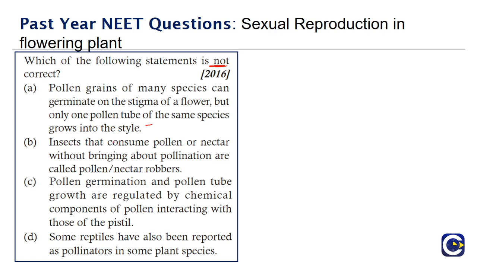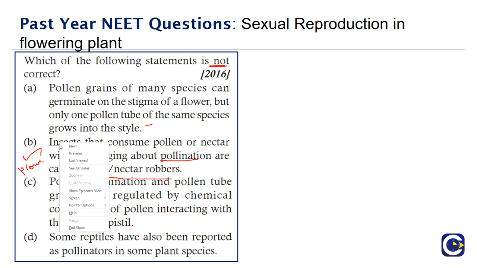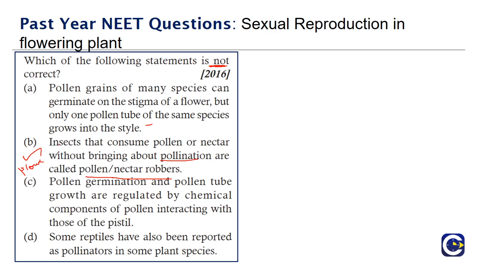Insects that consume pollen or nectar without bringing about pollination are called pollen or nectar robbers. Yes, this is a correct statement, because when a flower offers the reward or nectar, it expects pollination. So if pollination does not occur, but the insect robs the nectar, it is considered a thief. Robbers are thieves. So it is considered pollen or nectar robbers.